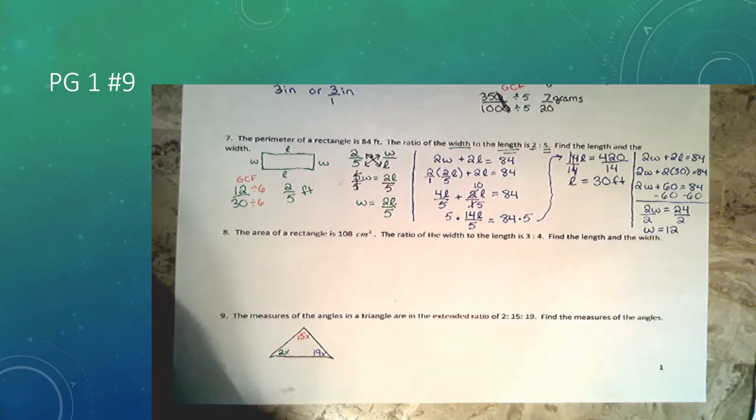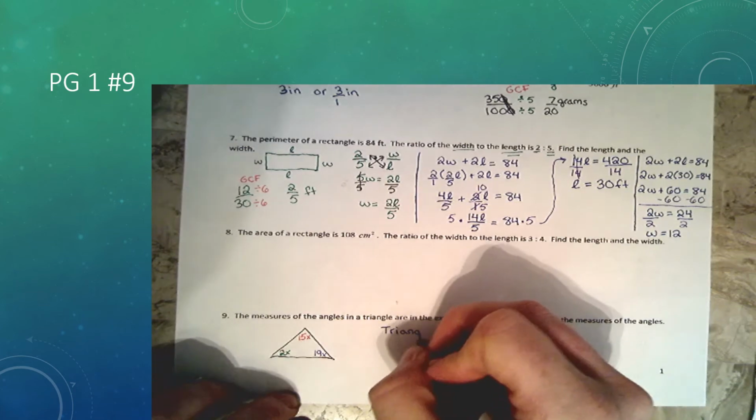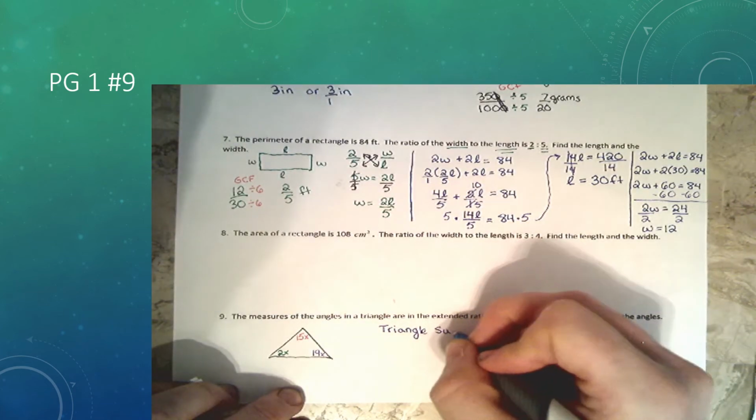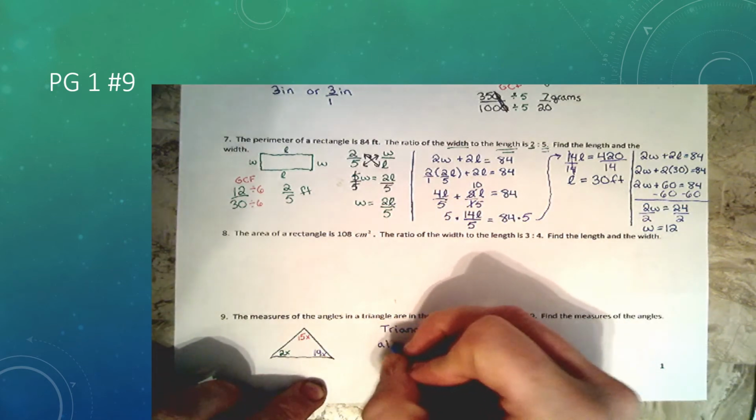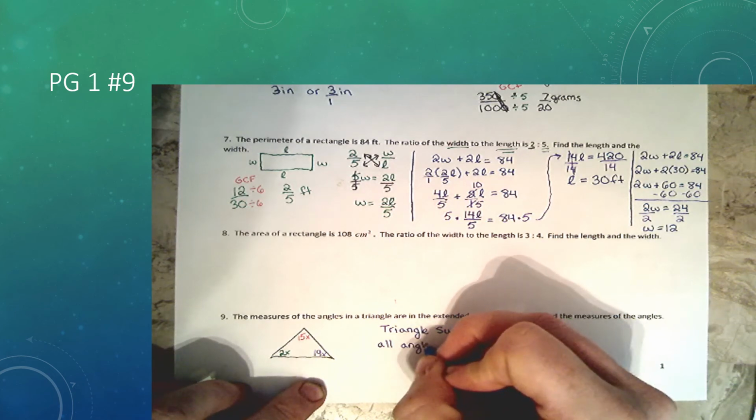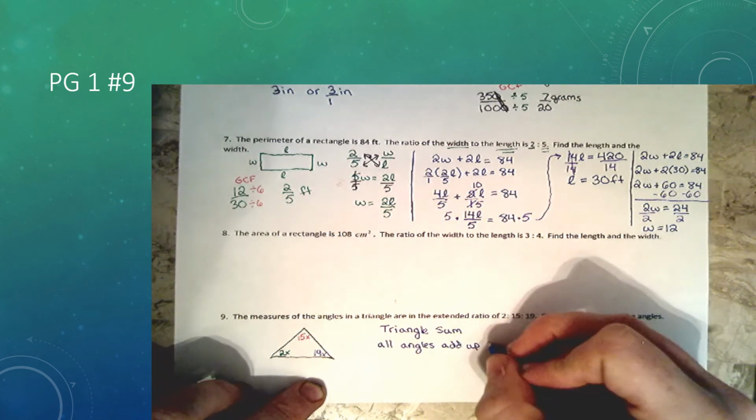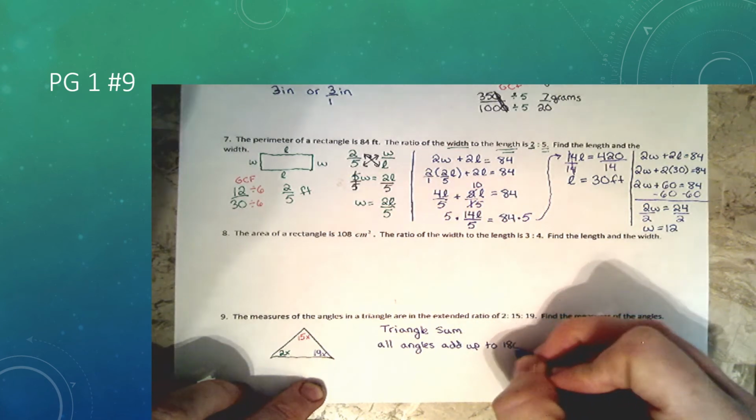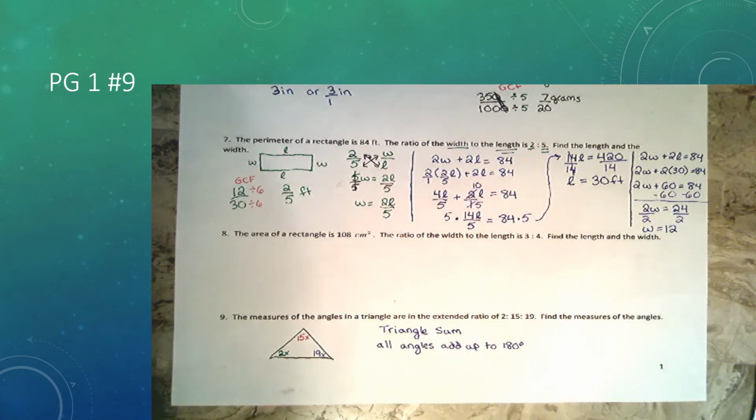So the next thing, the way that we can actually find this is from something from a previous unit, which is our triangle sum theorem. And if you remember what triangle sum is, that's when all angles in a triangle have to add up to 180 degrees. So inside a triangle, all these angles have to add up to 180. So we're using that triangle sum theorem to be able to solve this.